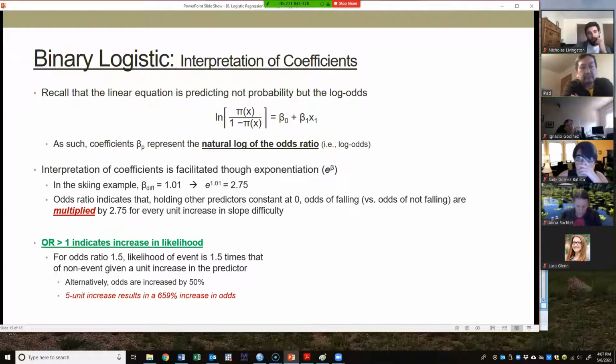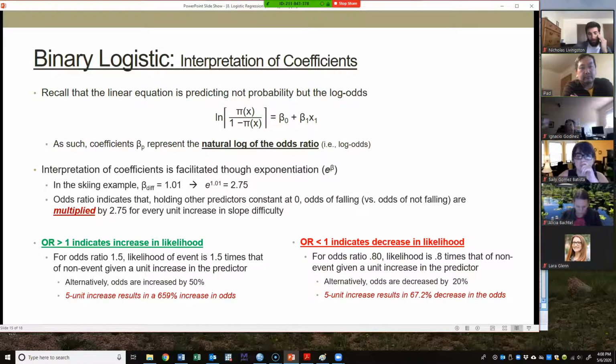And so the odds of occurrence versus non-occurrence given a 5-unit increase is about 7.5 times more likely than non-occurrence, or I could subtract 1 and call this a 659% increase in my odds. Okay.